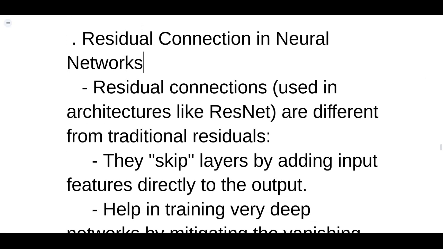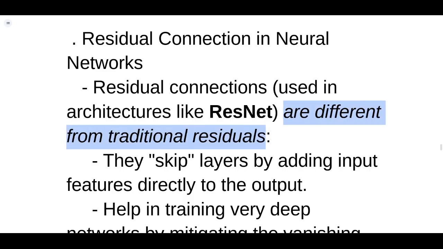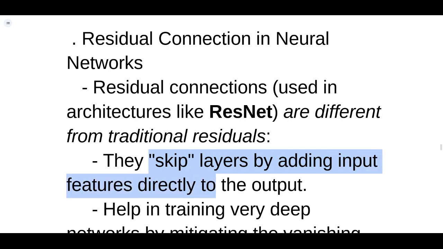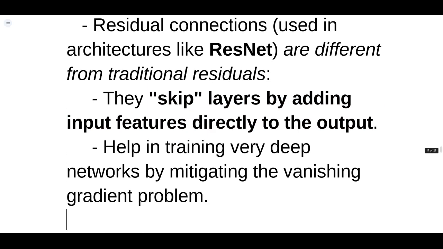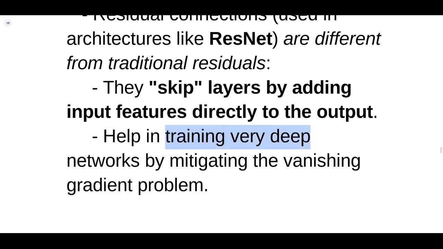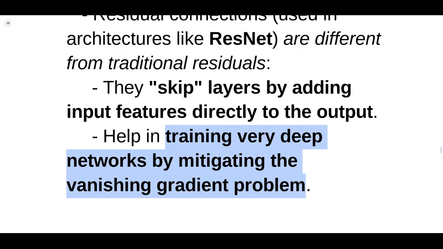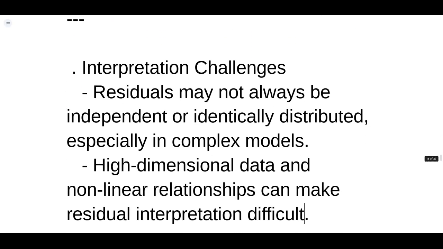Now, residual connections in neural networks. Residual connections used in architectures like ResNet are different from traditional residuals. They skip layers by adding input features directly to the output. They help in training very deep networks by mitigating the vanishing gradient problem.